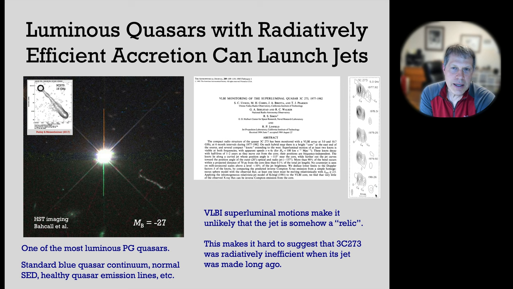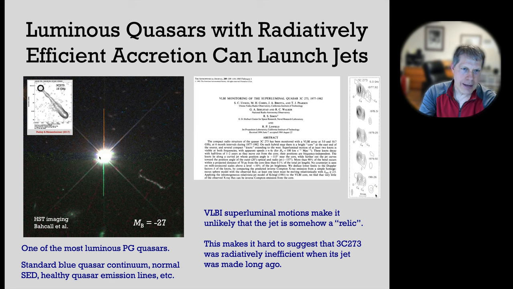And I simply can't see how that agrees with observational reality in the following way. Here I will just present the example of 3C273, the first quasar. This is a luminous quasar. It's one of the most luminous PG quasars. It has a B-band luminosity of minus 27. Here it is. You can see it is very bright. The quasar is outshining the galaxy in which it lives completely. There is the optical jet.